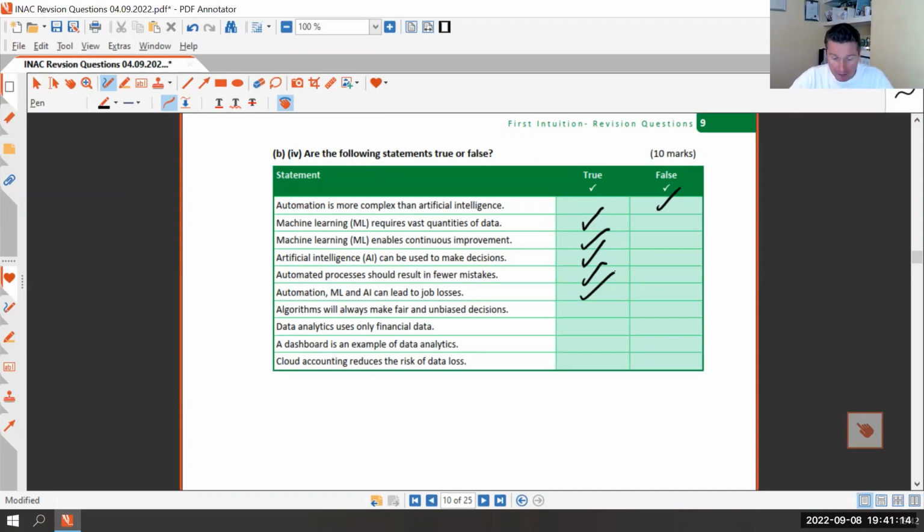Right, algorithms will always make fair and unbiased decisions. Do we think that's true or false? It is false. There's lots of good examples of this. A good example of this was Google Photos.